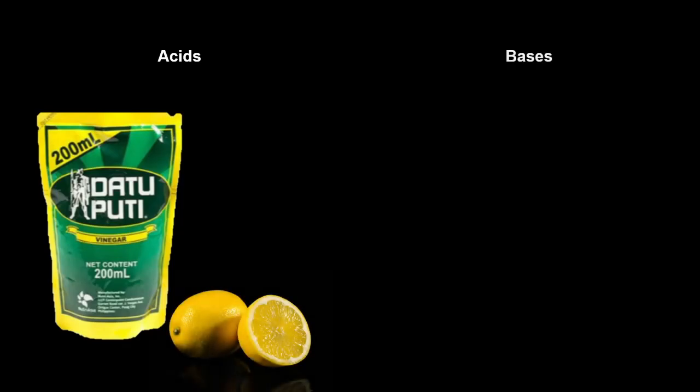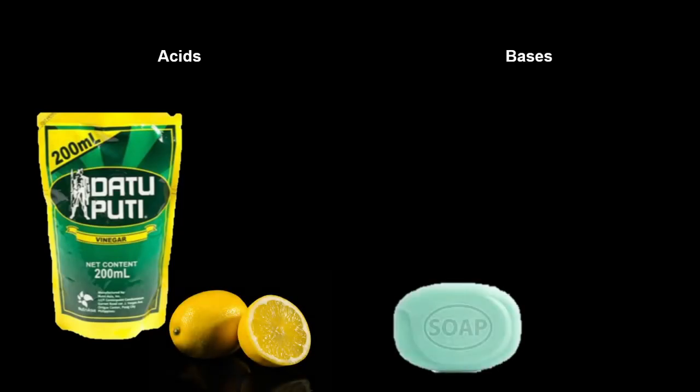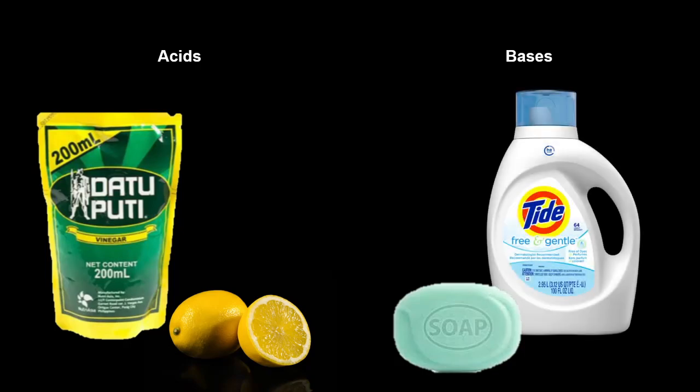Our next topic is all about acids and bases. An acid is found in vinegar and also in lemon juice. Bases are found in soaps and also detergents. Acids taste sour. Bases taste bitter.